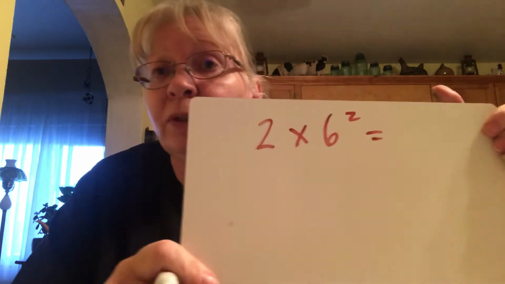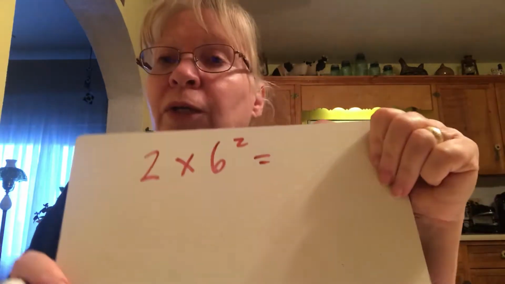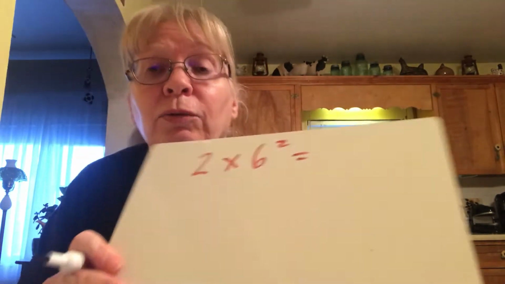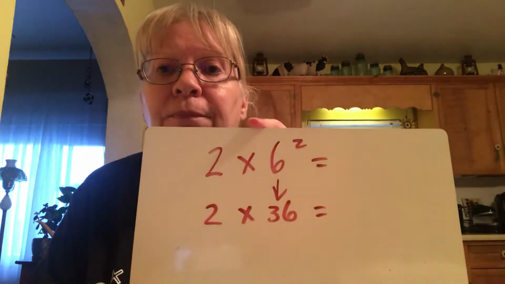So the first problem is 2 times 6 to the second power. Okay. And, you know, our saying, please excuse my dear Aunt Sally, well, we don't have any parentheses, but we do have exponents. This has 6 to the second power, which we know is 6 times 6. So I'm going to change that. 6 times 6 is 36. So I'm going to change this to 2 times 36. Okay? Then I've got to multiply 36 times 2.